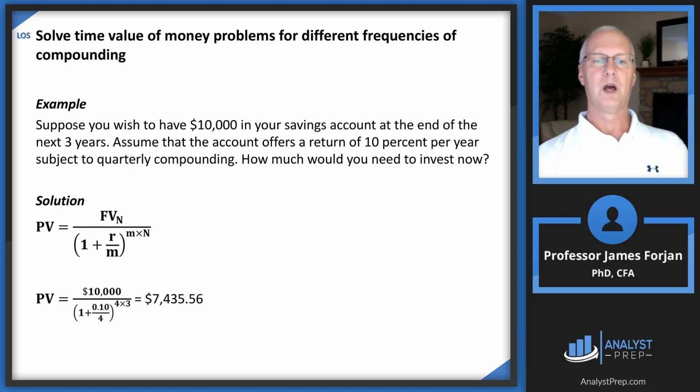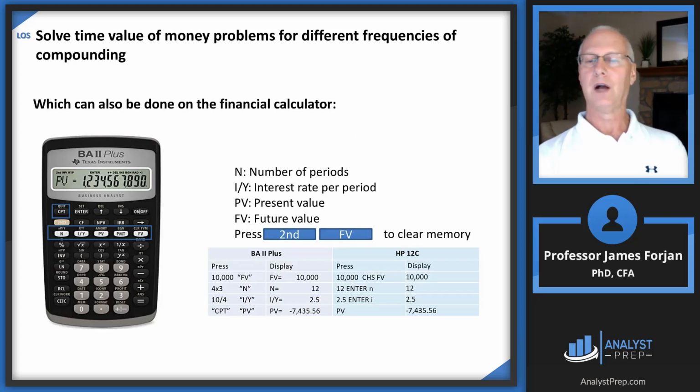And here's the formula, and we can compute that $7,435 just by making the adjustment. Notice we divide by 4, and then we multiply by 4. Divide inside the parentheses, multiply outside of the parentheses. Now in a few slides, I'm going to show you how to make this calculation using your financial calculator.